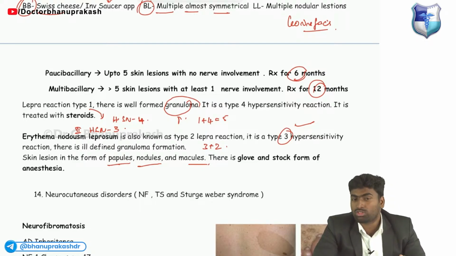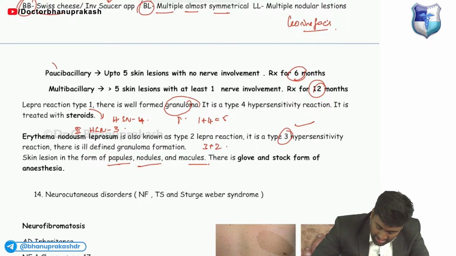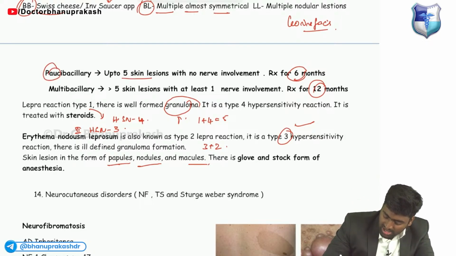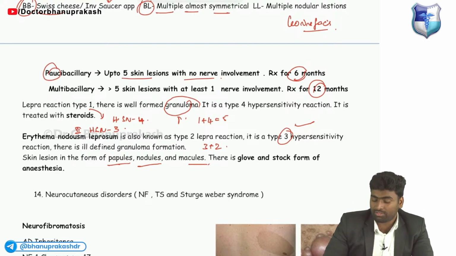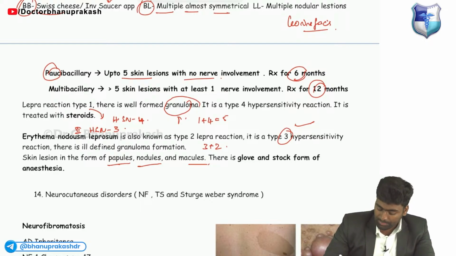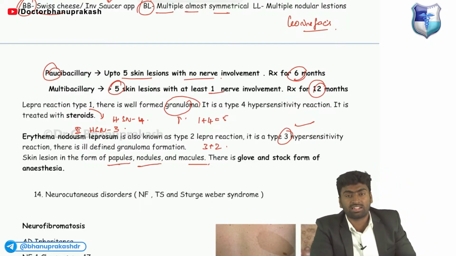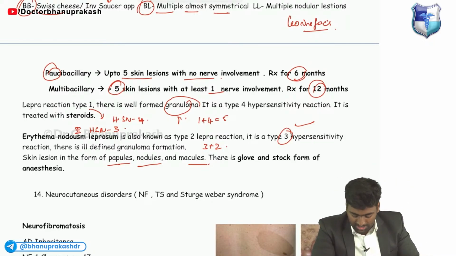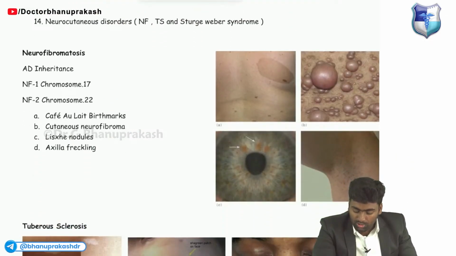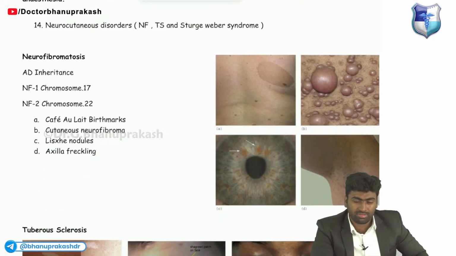ठीक है, लेप्रोसी में तुम्हें इतना याद रखना है. और पॉसिबेसिलरी कैसे बोलेंगे? If there are up to 5 lesions with no nerve involvement, it is known as paucibacillary. If it is more than 5 along with at least 1 nerve involvement, it is known as multibacillary leprosy. ठीक है, we'll move on to a few neurocutaneous syndromes and then we'll finish up with derma.